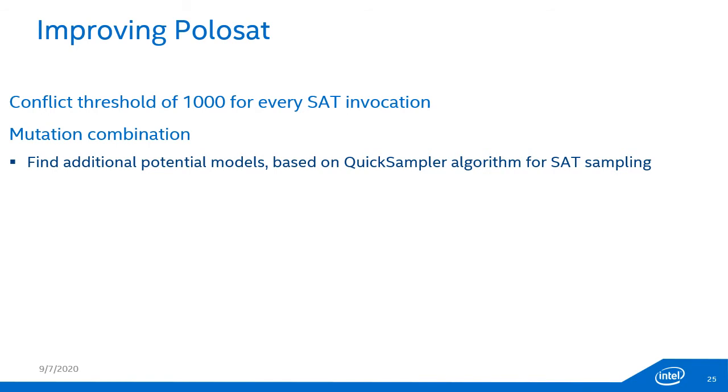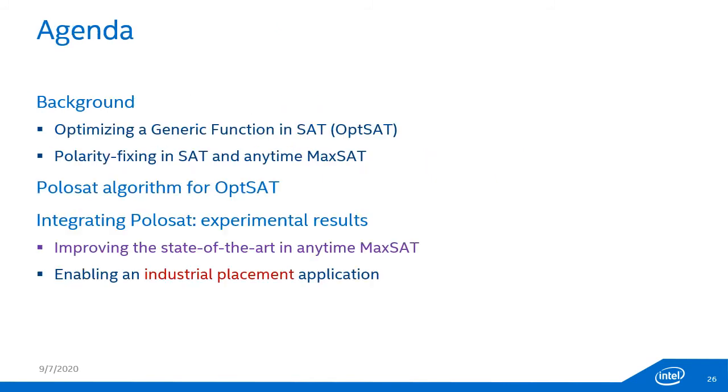And there is another technique called mutation combination, which essentially finds additional potential models based on an idea implemented in the quick sampler algorithm for SAT sampling. I'm not going into details here. Please refer to the paper. And now we can move on to experimental results.